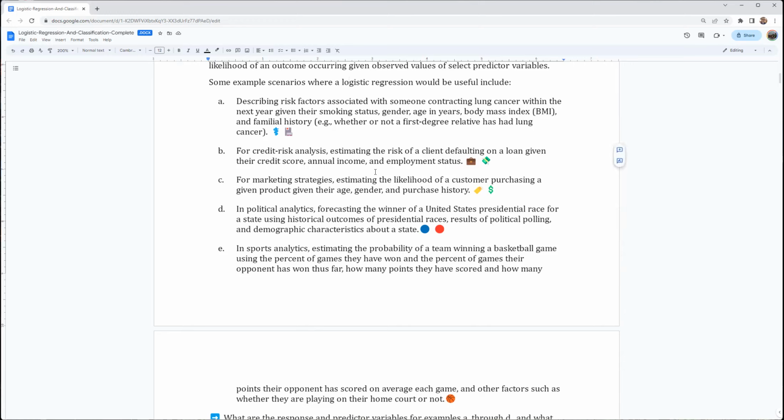In a financial setting, it could be that a bank wants to conduct credit risk analysis. So in other words, estimate the risk of a client defaulting on a loan that they're considering giving a loan to if they know the client's credit score, annual income, and employment status. There's a certain amount of risk that banks or credit unions want to take on or are willing to take on, and so they want to be able to quantify that amount of risk.